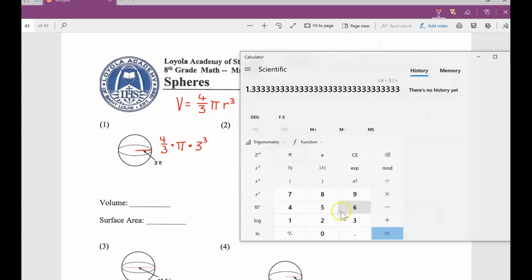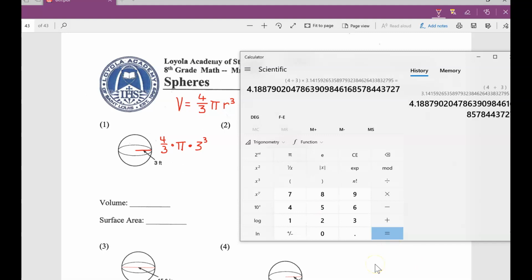Let's multiply that by pi. I'm going to use the pi button. You can also use 3.14. Okay, multiply that by our radius, 3, raised to the third power. That's 27. You'll notice that you can write this as cube parentheses 3. Some online calculators will ask you to do it that way.